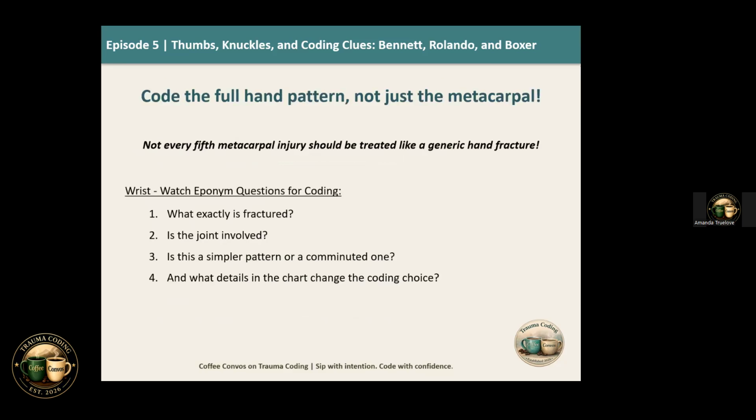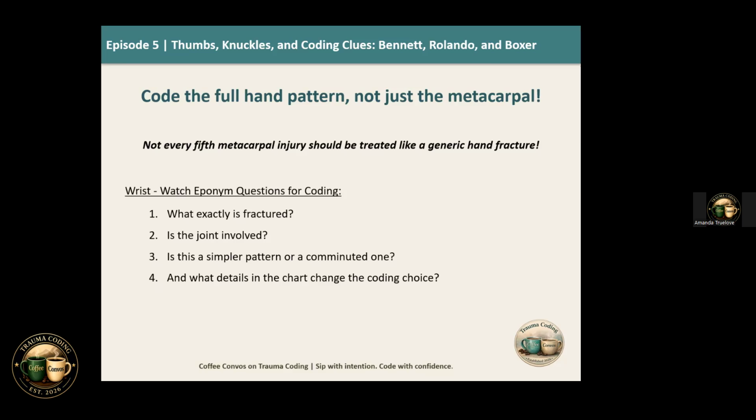So in episode 5, we're going to start every time we see these eponyms after we learn what we can today, and this full pot of coffee today too. We're talking about what exactly is fractured. We're asking, is the joint involved? Is it a simple pattern or is it a comminuted one? What are the details of the chart and how do they change the coding choice? Because not every first metacarpal fracture is the same. And not every fifth metacarpal injury should be treated like a generic hand fracture. That is the final coding lens discussion for today's episode.